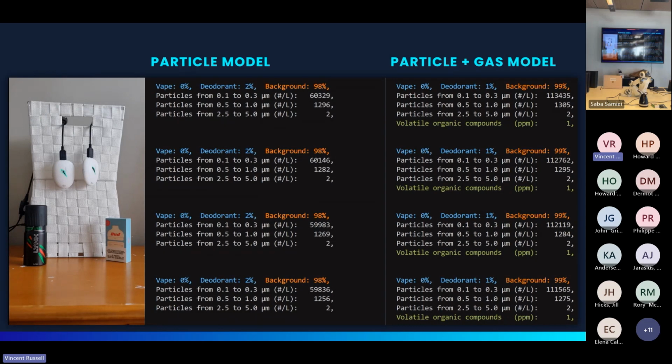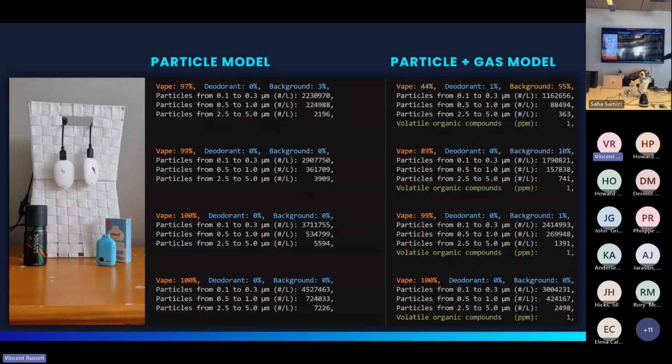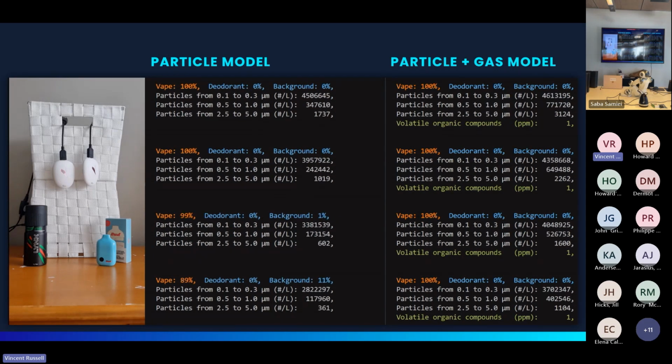We expect vape tends to produce a lot of particles, so we expect that both models should perform quite well because particles have a lot of information provided. So we see both models go up to 100% vape. And so in the next example, we will see how deodorant performs.